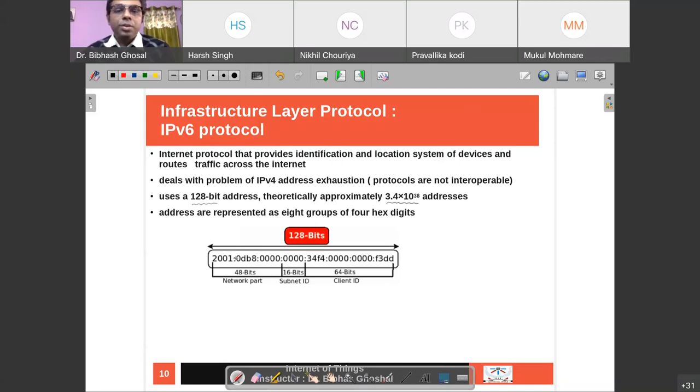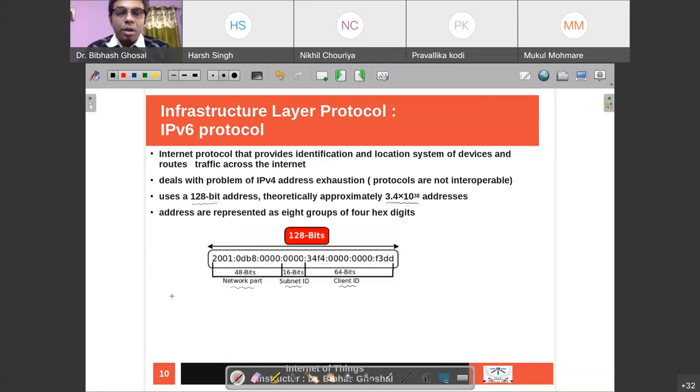This is the pictorial representation of the IPv6 address, where you see that the 128 bits are divided into groups of 16 bits. The first three groups of 16 bits, that is 48 bits, form the network part. The next 16 bits form the subnet, and finally the client ID. So this is the addressing scheme that has to be followed if we want to accommodate the growing number of IoT devices in the network.